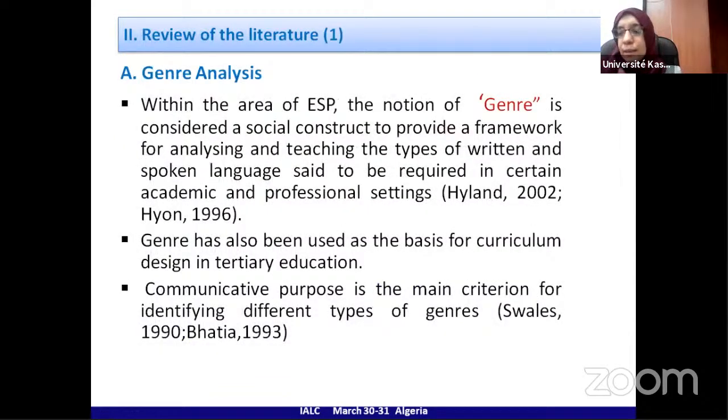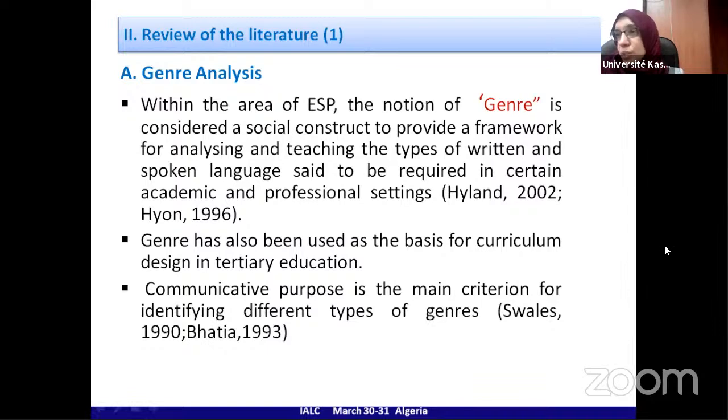I review the literature here by talking firstly about genre analysis. This is an approach within ESP in which the notion of genre is considered a central notion. Genre here is believed to be a social construct to provide a framework for analyzing and teaching the types of language, both written and spoken, which are said to be required in certain academic and professional settings. Genre theory has also influenced curriculum design in tertiary education.